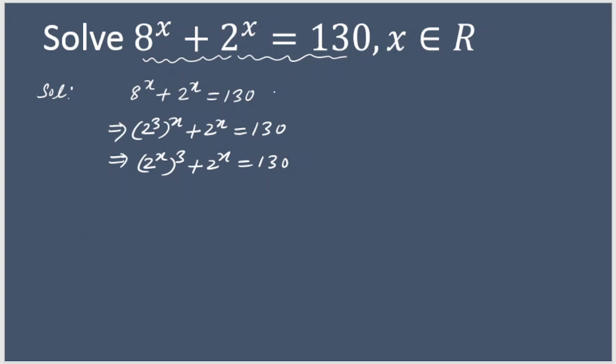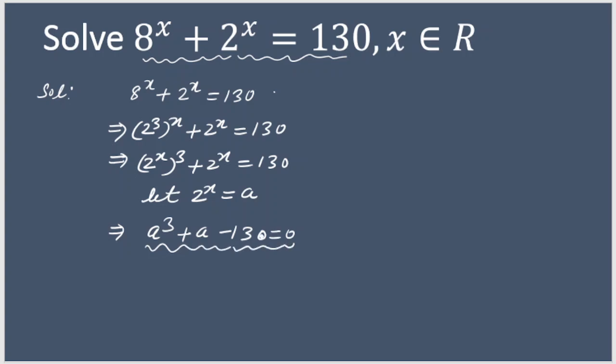Now what I am going to do is replace 2 to the power x. So let me write 2 to the power x is equal to a. So this equation will reduce to what? This equation will reduce to a cube plus a minus 130 is equal to 0. Now this is a cubic equation and we can solve it by the hit and trial method.